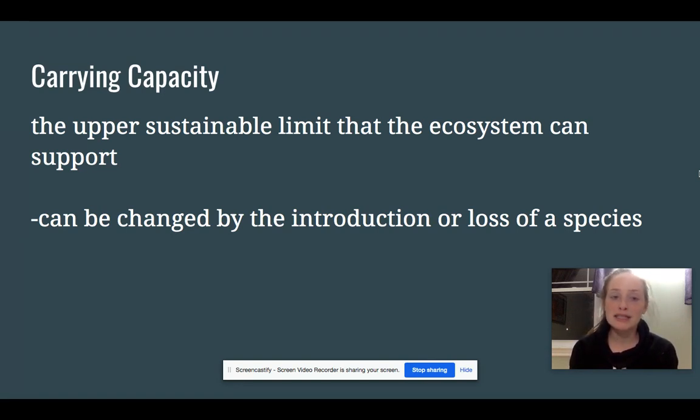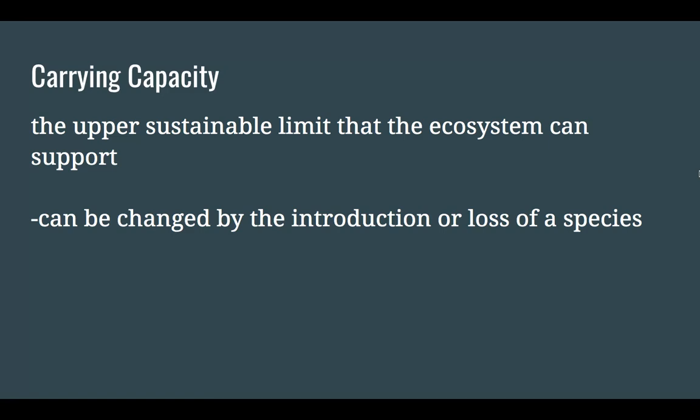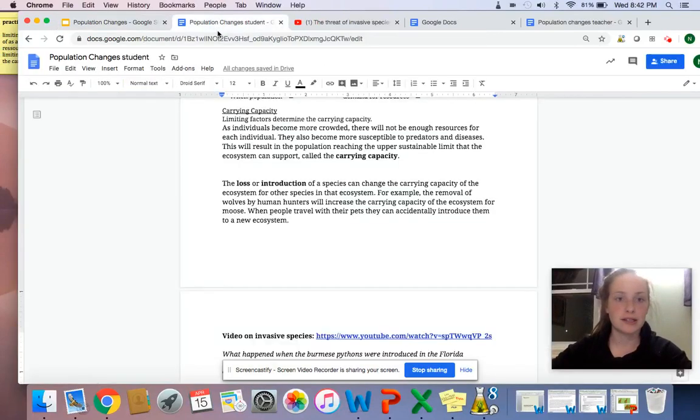The carrying capacity can also be changed by the introduction or loss of a species. For example, hunting can cause the loss of a species, which will in turn affect the entire food web. You'll look more into that in the YouTube video that I have here.